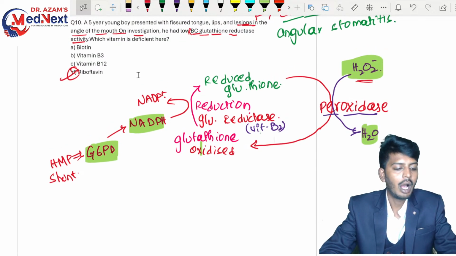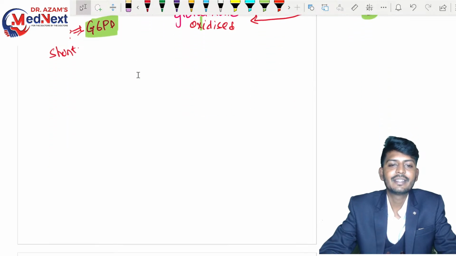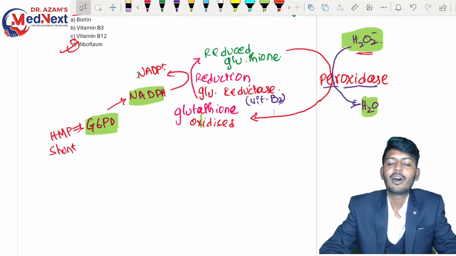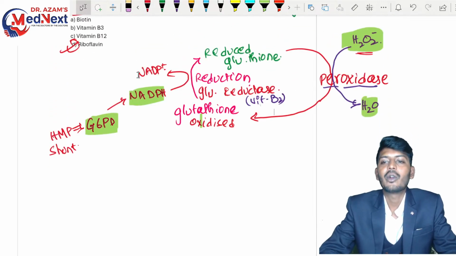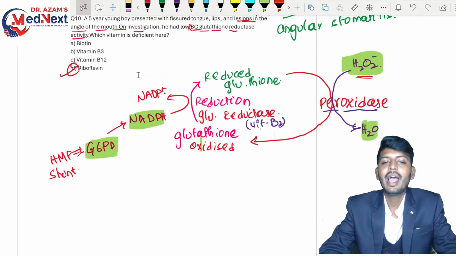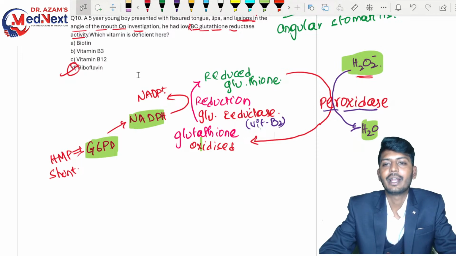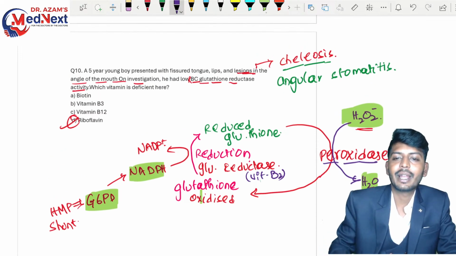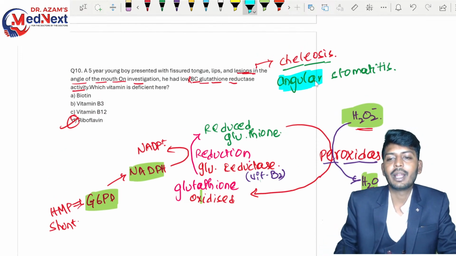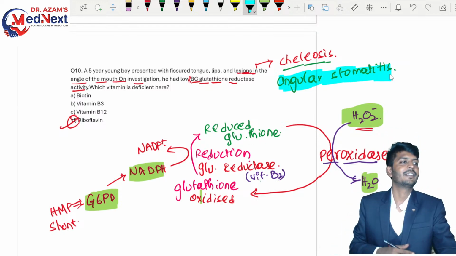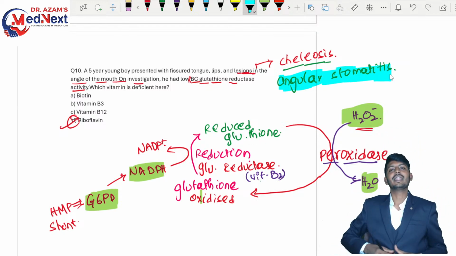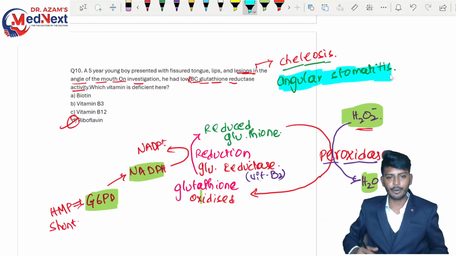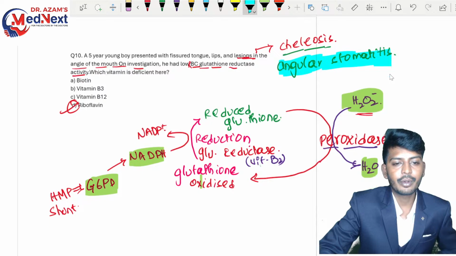Okay. All right. So with this much being said, G6PD भी हमने समझ लिया और glutathione reductase भी समझ लिया. How does glutathione work, we understood. Peroxidase का काम क्या होता है, we understood. And riboflavin का क्या रोल है, also we understood. And अगर angular stomatitis without anything, सिर्फ angular stomatitis with a vitamin deficiency, if they have asked, the answer is very clear बच्चों. The answer is your angular stomatitis caused by riboflavin. Okay. So this is the story of your 10th question.